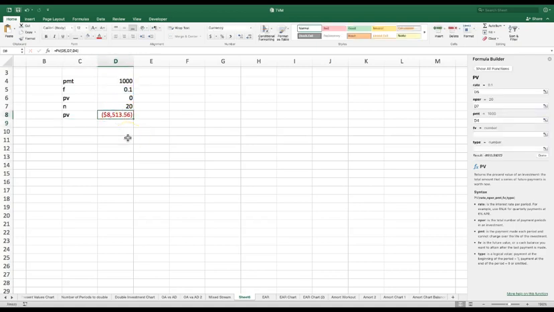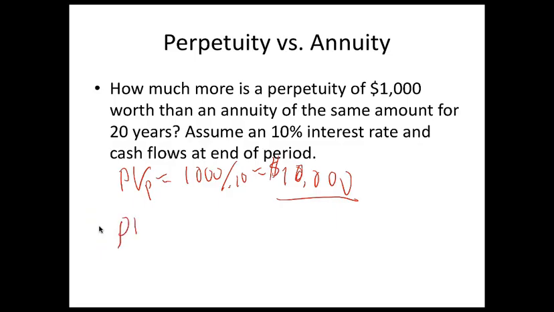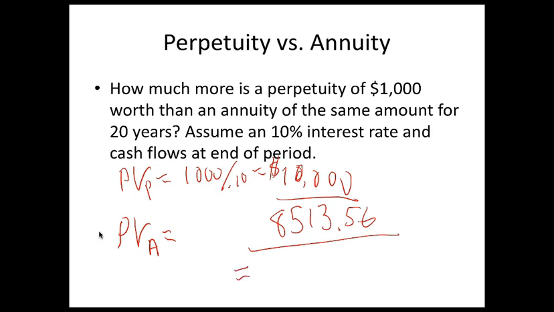So the present value of the annuity is $8,513.56. So we take the difference between the present value of the perpetuity, $10,000, and the present value of the annuity, $8,513.56, which equals $1,486.44.